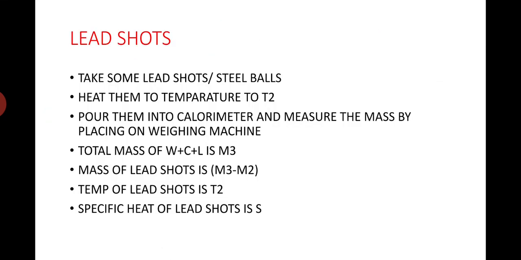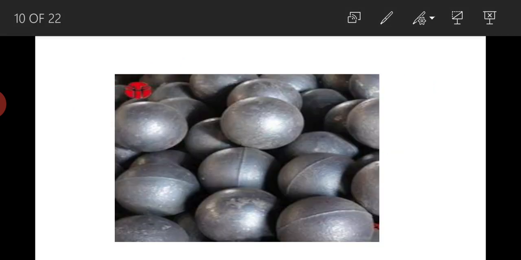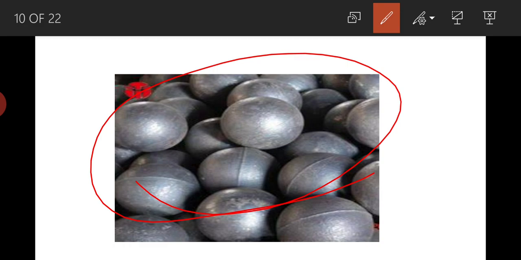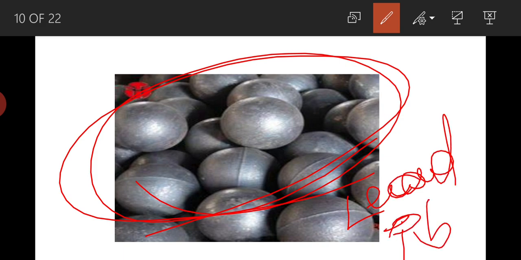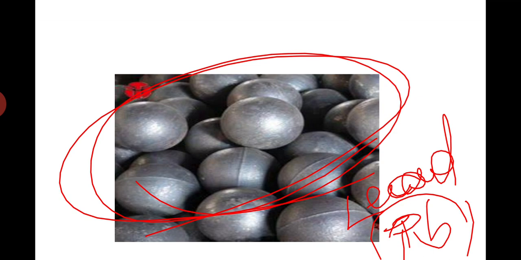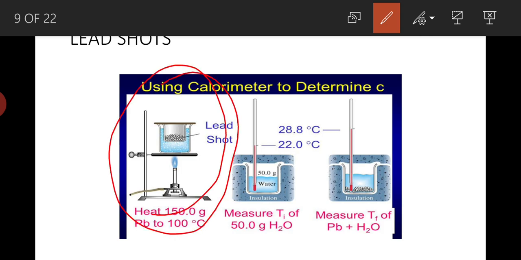Next, what you need to take is lead shots. Lead shots means nothing but iron balls or steel balls or balls which are made up of lead material. You know lead is nothing but plumbum, Pb. The chemical name is plumbum, Pb. So you need to take these iron balls or steel balls or lead shots, take them in a vessel and heat these lead shots to a temperature T2.